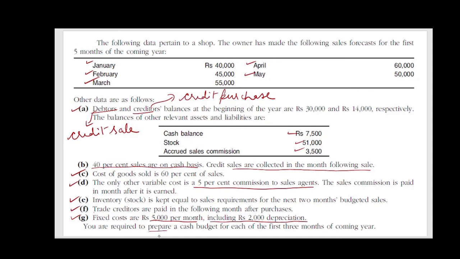You are required to prepare a cash budget for each of the first 3 months of the coming year. So the first 3 months are January, February, and March. Let's go ahead and prepare the cash budget. But before that, there are certain calculations that you need to do. One is in relation to the sales. The second one is in relation to the purchases. So these two calculations are to be done. Let us solve the problem.